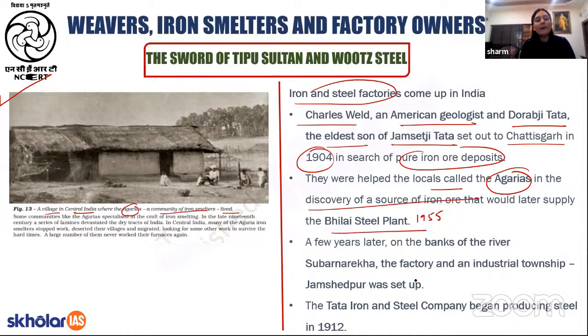Now students, apart from this, it will be important to note that Jamshedpur was set up on the banks of the river Subarnekha after some years of the discovery of iron ore deposits. And finally, the Tata Iron and Steel Company began producing steel in 1912.